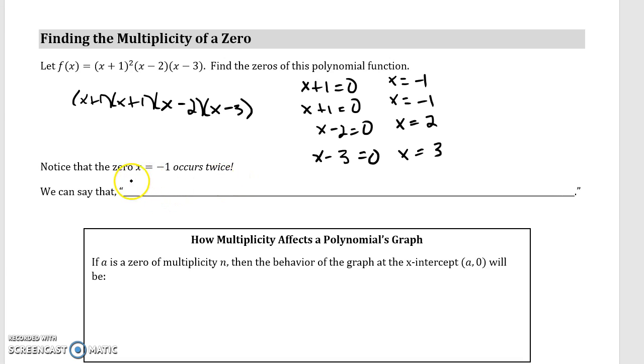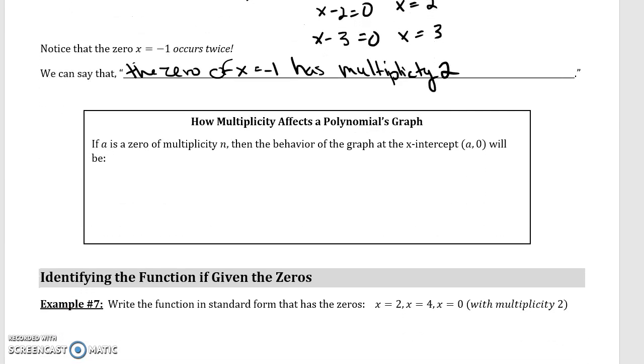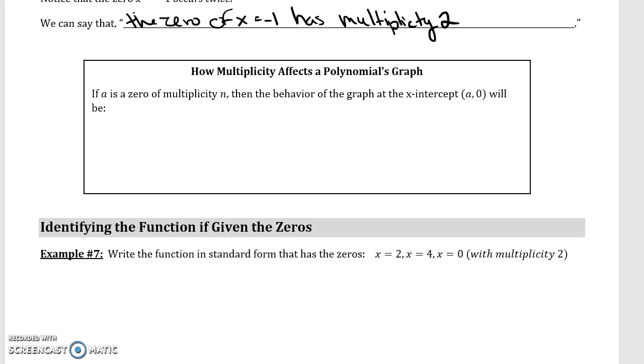This is where you're going to learn the new stuff. The zero of x equals -1 has multiplicity 2. That's what they're saying, is that you have multiplicity of 2, meaning that that answer occurs twice. So you don't write it twice, you're going to put multiplicity 2 behind it, okay? This section is a little bit more confusing. We'll talk about it hopefully again when we look at our graphs. We're going to go back to those.